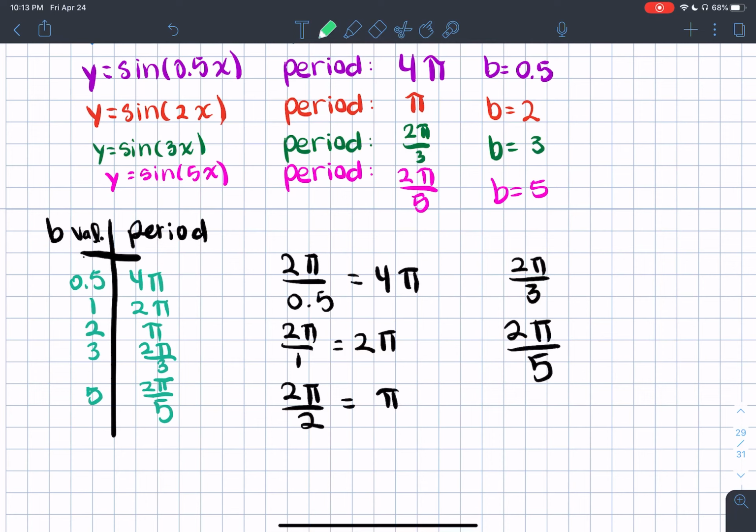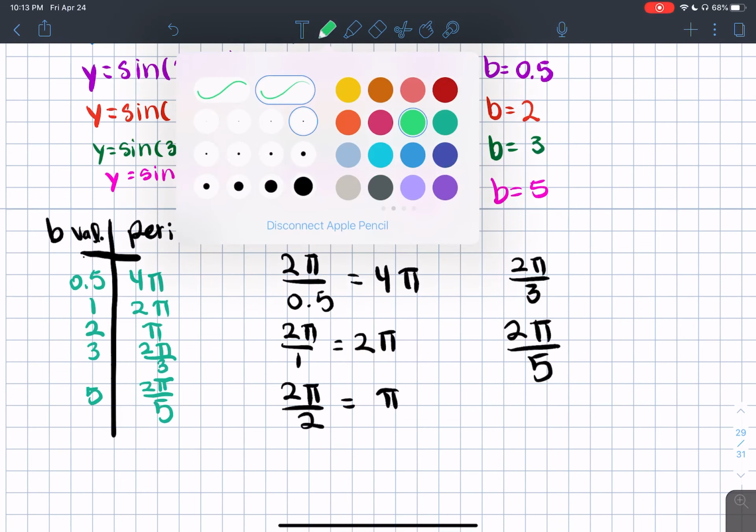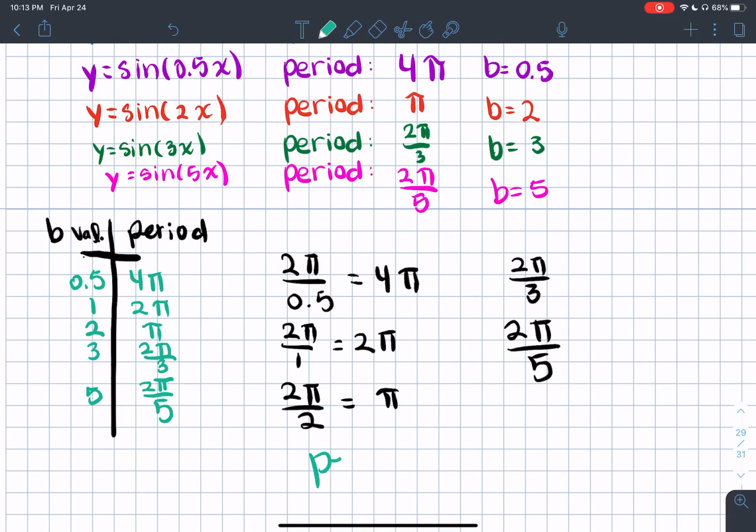Now that you've thought about it, let's write it down and talk about it together. So the period, let's use a different color. So our period equals 2 pi divided by that b value. As we can see above, that worked out for all the values that we tested. So go ahead, if you don't believe this yet, check other b values.